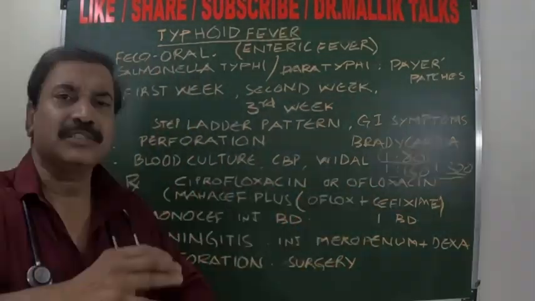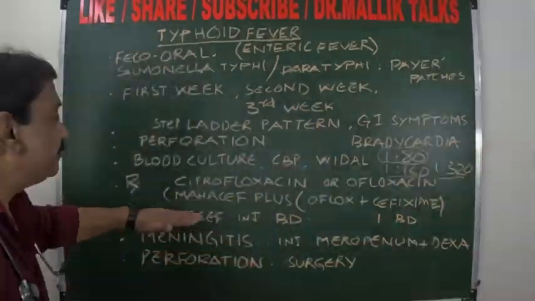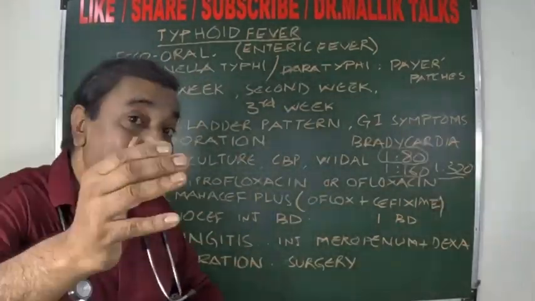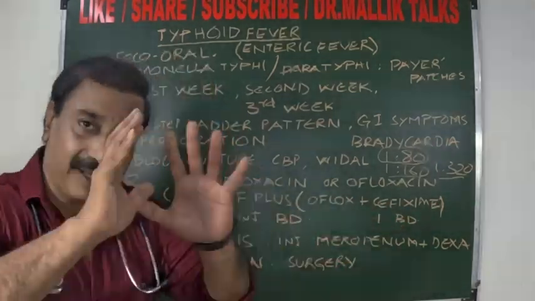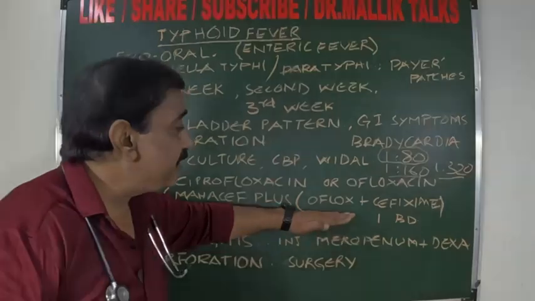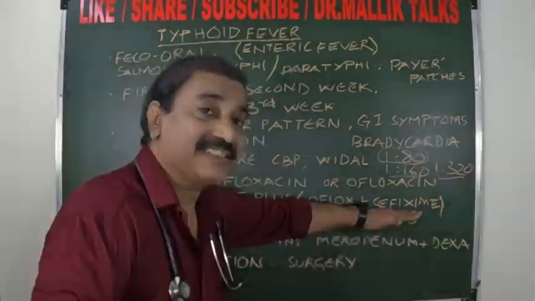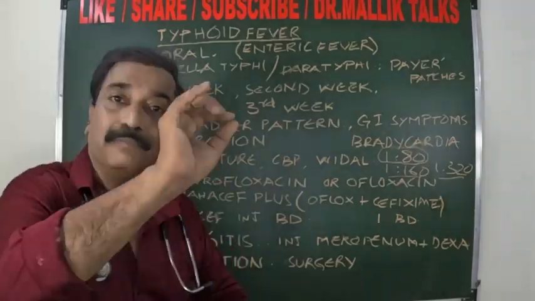In some people, ciprofloxacin and ofloxacin resistance is seen. Then comes the cefixime-ofloxacin combination. My favorite is Mahacef Plus, a combination of ofloxacin with cefixime. Ofloxacin 200 mg with cefixime 200 mg, morning and evening.